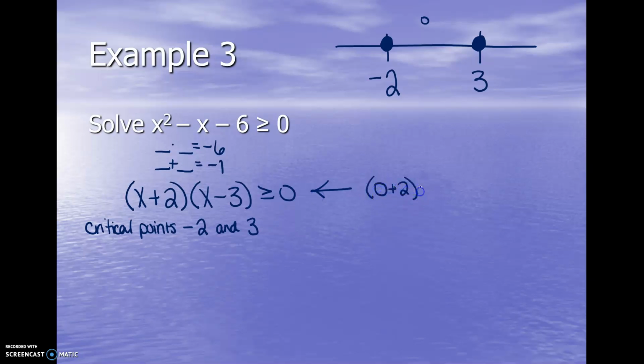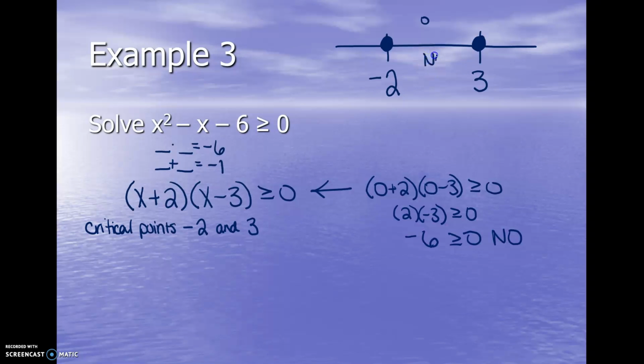0 plus 2, 0 minus 3. We're going to see if that's greater than or equal to 0. So we get 2 times negative 3. 2 times negative 3 is negative 6. Greater than or equal to 0? No. So that region does not contain solutions, which means this region contains solutions and this region contains solutions. So you could even write yeses over there if you wanted to.